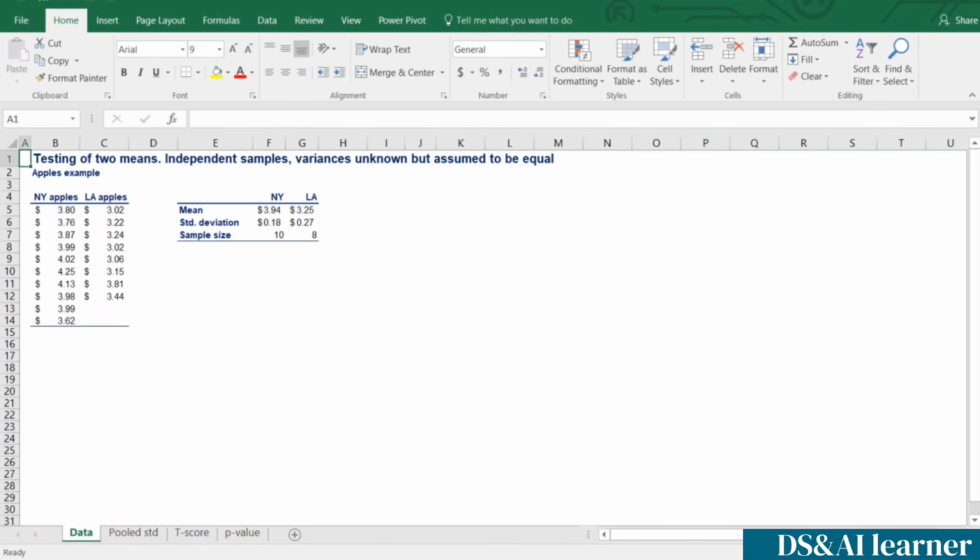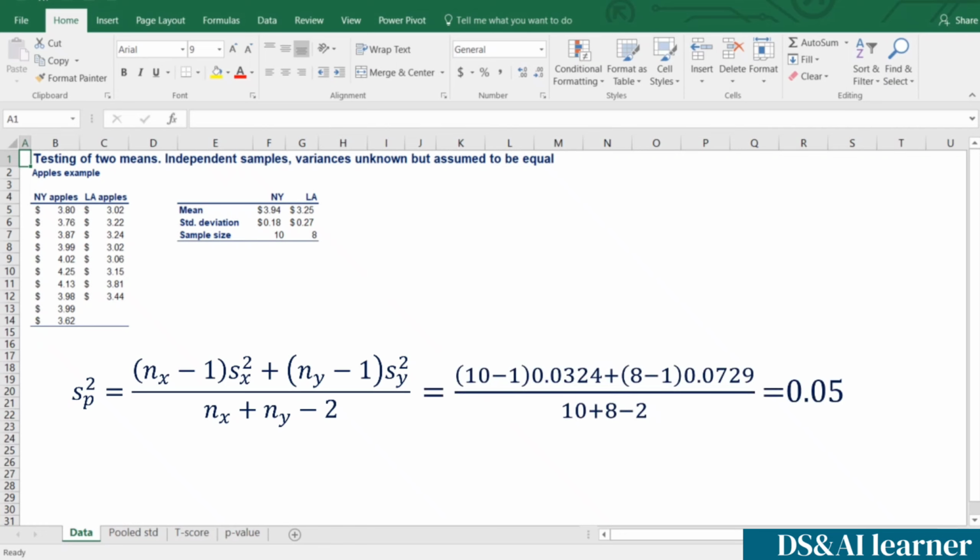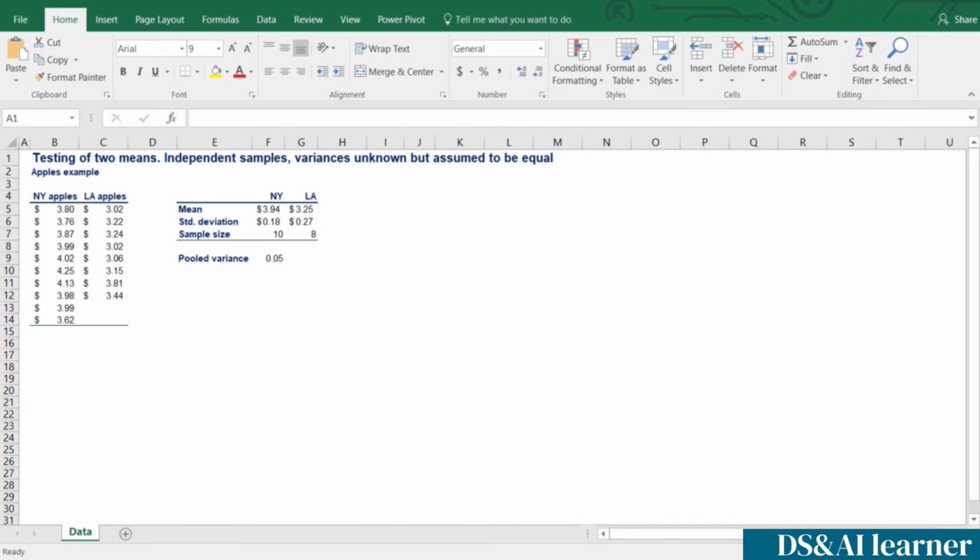We have also calculated the sample means, standard deviations, and sample sizes. What can we do when the variance is unknown, but assumed to be equal? Earlier, we used the pooled variance formula. Well, here it is again. Remember? All right. It's all about plugging in numbers, so I'll save you the trouble. The pooled variance is 0.05.